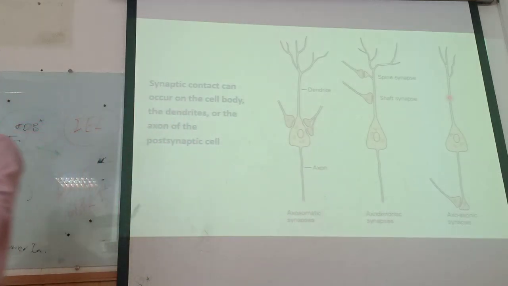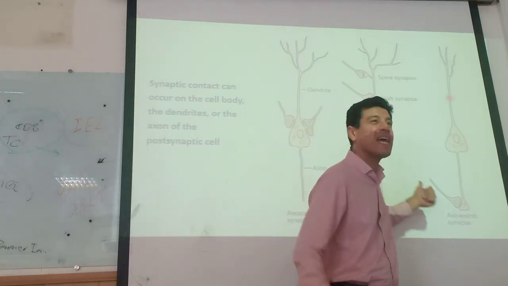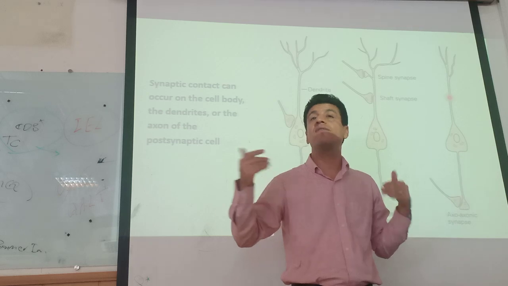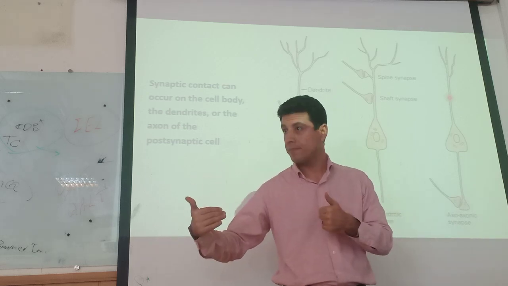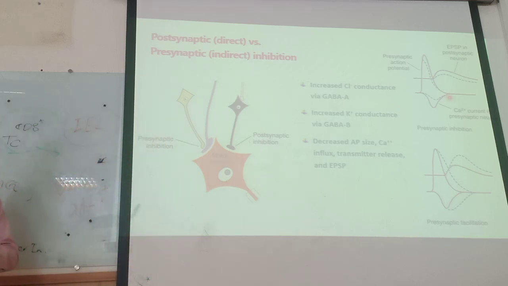So, an axon may activate the dendrite of another neuron, the soma of another neuron, or the axon of another neuron. Okay? So, we may have different types of synapses. They are not all the same. They have different functions and different power. Okay, I will show this in other slides.